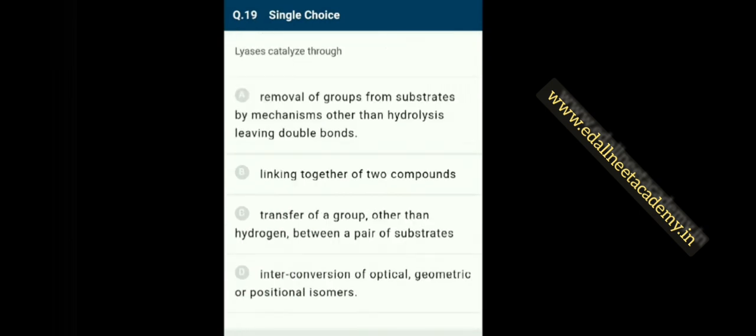Question number 19. Lyases catalyze through. Enzymes are proteins that catalyze biological reactions. These enzymes are categorized as per the reaction mechanism. They are divided into 6 classes. First one is oxidoreductase or dehydrogenase, which catalyze oxidoreduction reactions. Second type, transferase, catalyzing transfer of functional group. Third type, hydrolases, catalyze hydrolysis of compounds.